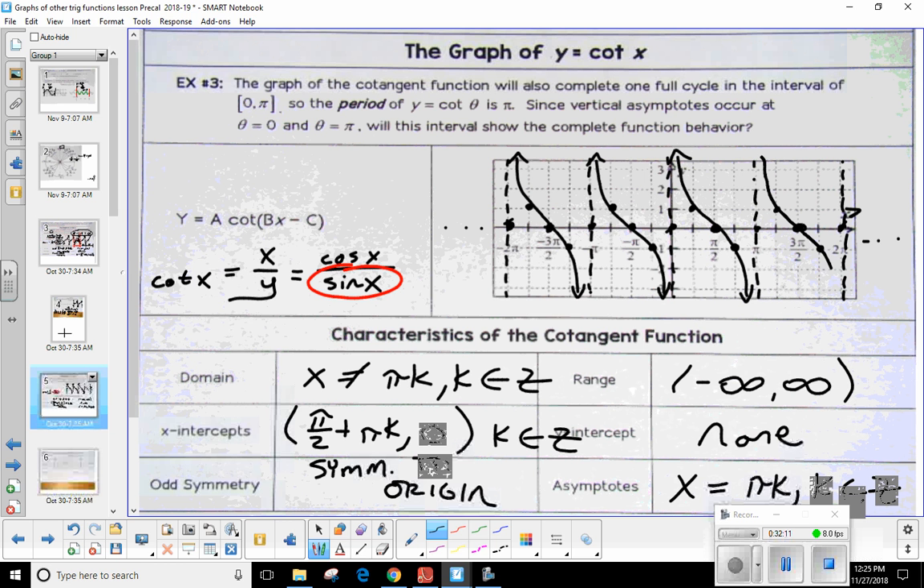Okay. And this is cotangent. Okay, this is the reciprocal of tangent.